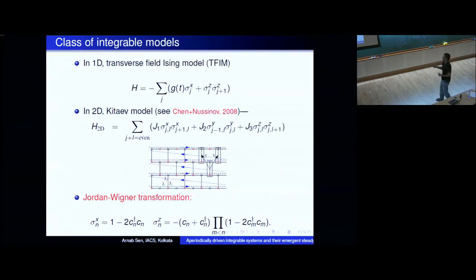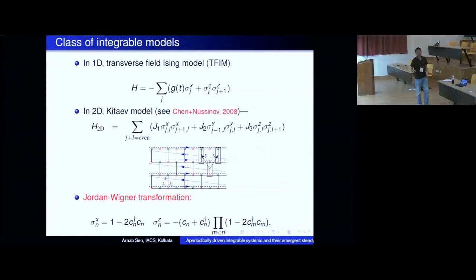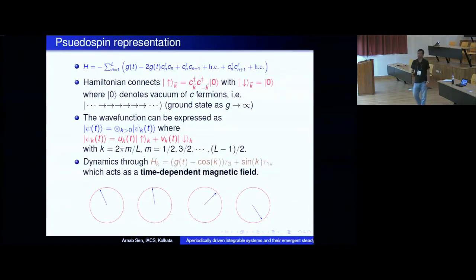You can also do something similar in 2 dimensions by using the Kitaev model, and then you can perhaps make any of these couplings time dependent. The nice thing about these models and some other models like this is you can map all of them to free fermions by using the Jordan-Wigner transformation. For the purpose of dynamics, where this Hamiltonian is a time-dependent object, not some static Hamiltonian, I would prefer to go to the language of the pseudospin representation. I think it's much more intuitive to think in this language.